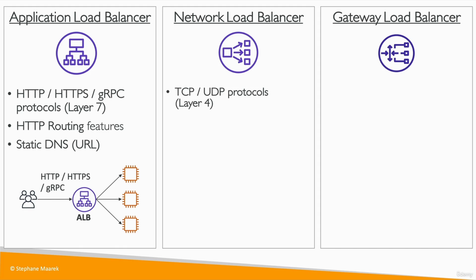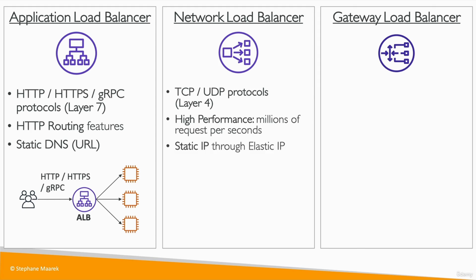For the network load balancer, it is layer 4, so TCP and UDP protocol. And it's very high performance. We're talking millions of requests per second. It gives you a static IP this time, so not a static URL, but a static IP, through the use of elastic IP, which are IPs that you own and that you can move around. So this NLB gives you a static IP, and the architecture is the exact same as the ALB. The traffic is being sent to the NLB on the TCP and UDP protocol, and then forwarded to downstream targets, for example, EC2 instances.